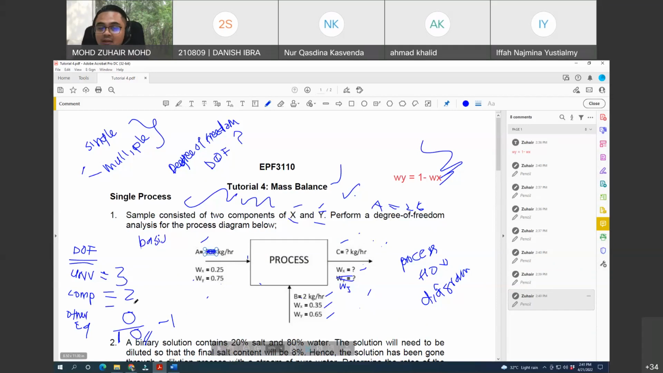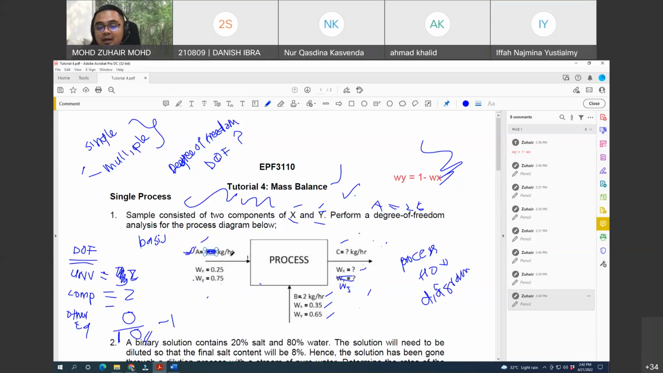Okay, for this one, because the degree of freedom analysis is 1, we need to make sure that we have only 2 unknown variables here. So if suddenly this case happens, maybe in the test or in another tutorial, that the degree of freedom analysis is not 0, you need to set a basis. Normally we set a basis with the first feed that comes into the process.